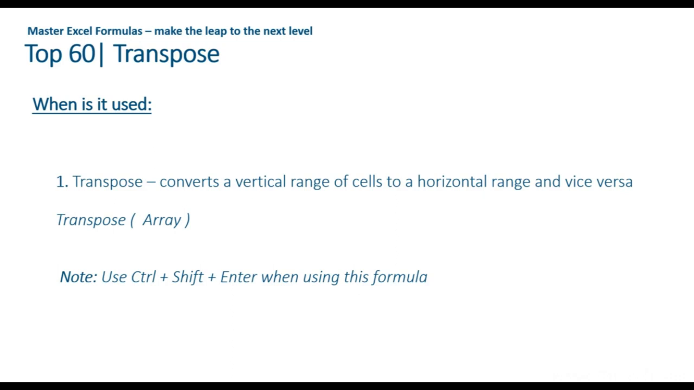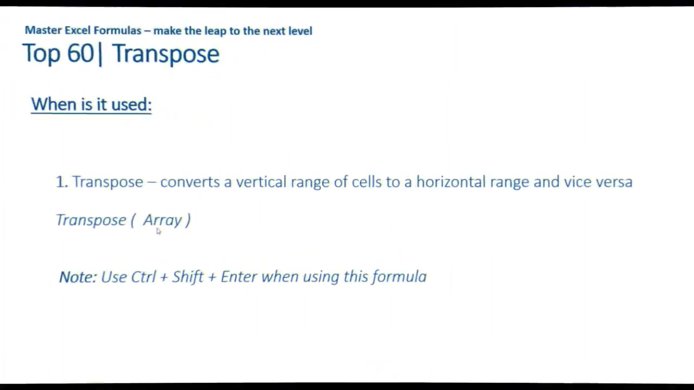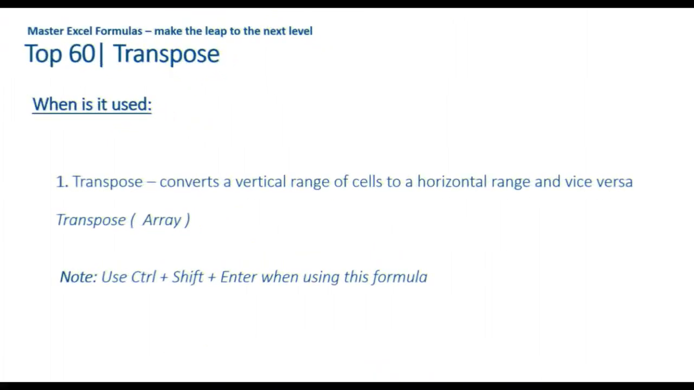We have another interesting formula here, which you might have heard of as more like a way to take some data that you have copied, and then you go and transpose it somewhere else. But this is actually a function that does the same thing really. It converts a vertical range of cells to a horizontal range and vice versa. And the structure of the formula is, all we need to do really is input the array within the brackets of the transpose function.